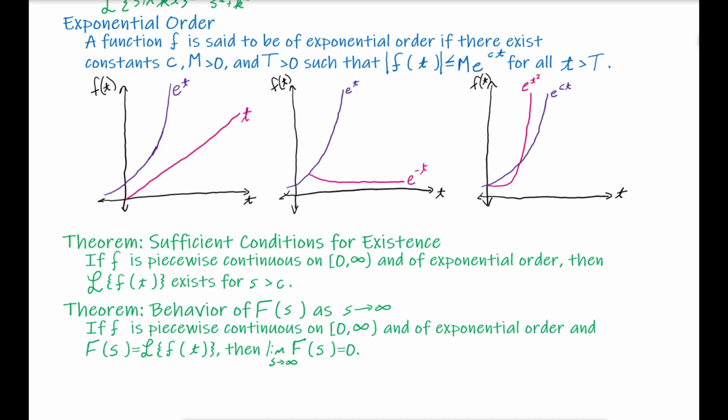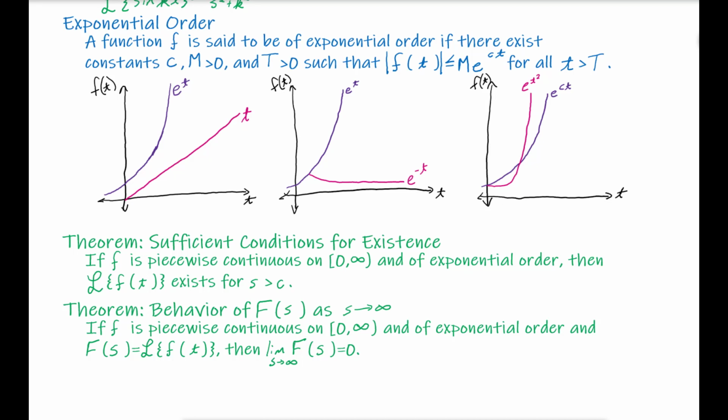Taking a look at the function, say, e to the negative t instead, taking M as 1 and c as 1 again, our function does eventually fall below our 1 times e to the 1t. And so it is also of exponential order, because that value where it begins falling below, we can choose as our capital T value, and then our statement is true. So my first two functions, the left and the center one, both of those are of exponential order.